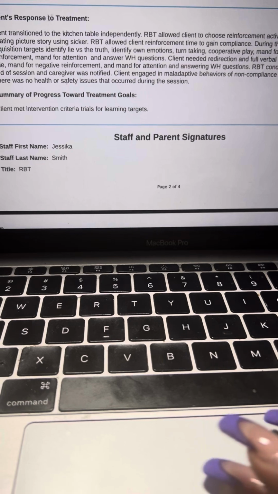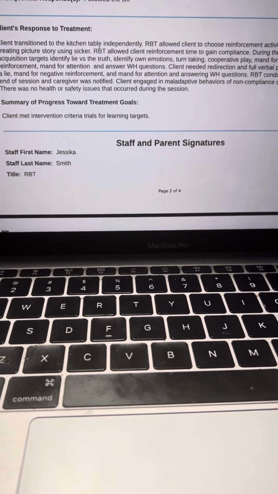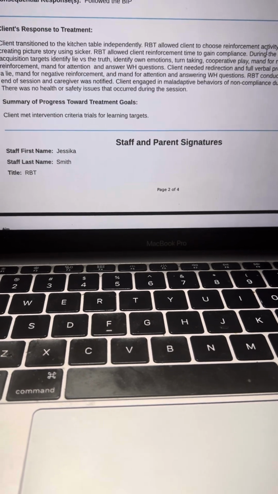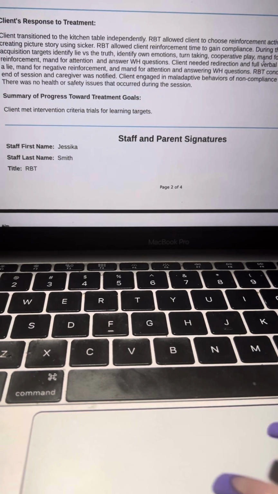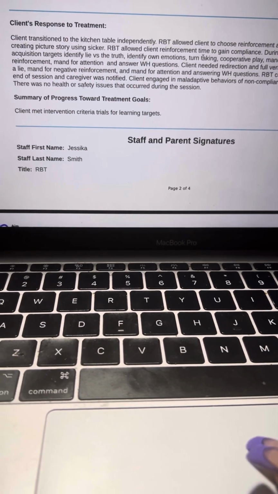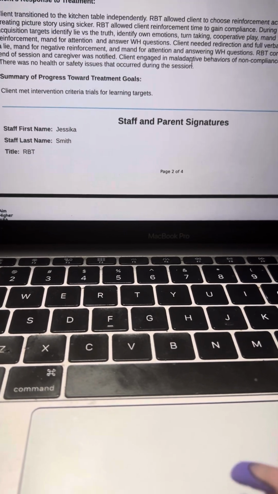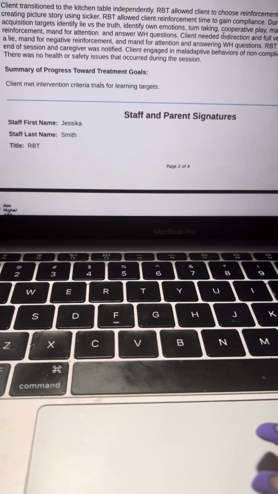Right here, the client response, I usually talk about how she transitioned to the kitchen table, what reinforcements I use to gain compliance. I also put what skill acquisition targets I ran during the session. If the client needed any redirection or prompting, I also put that in my notes.